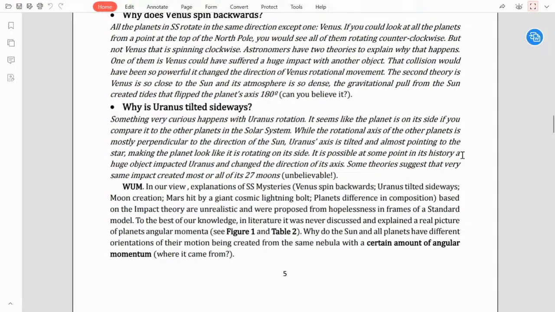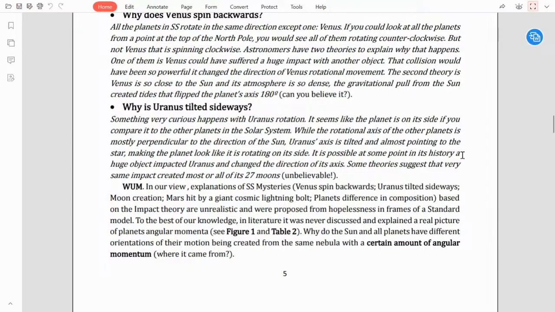It is possible that at some point in its history, a huge object impacted Uranus and changed the direction of its axis. Some theories suggest that this very same impact created most or all of its 27 moons. Unbelievable.